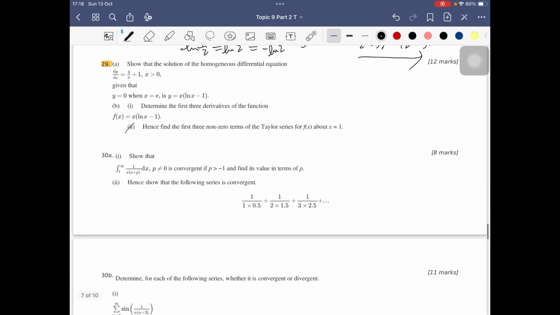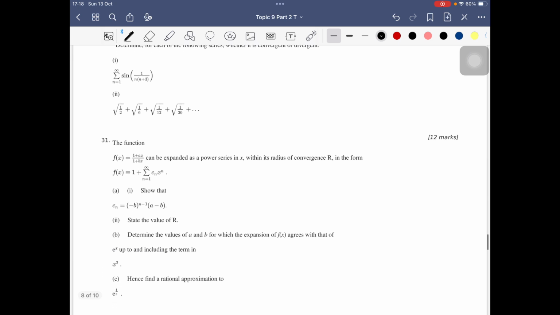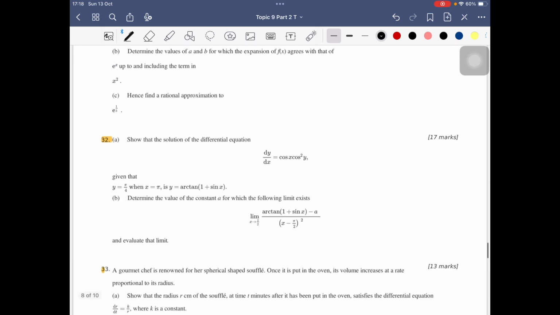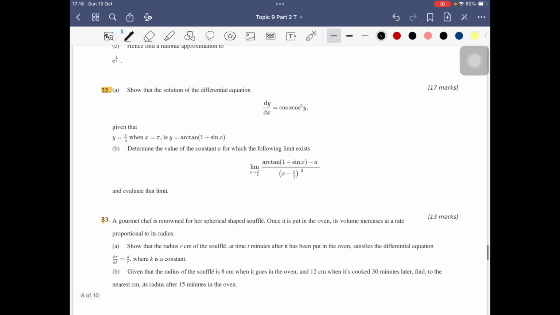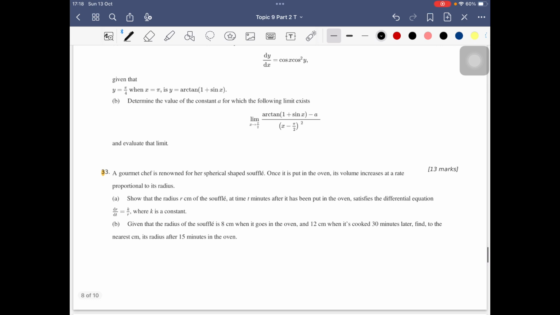So number 29, homogeneous. You can go for it. And number 32, separation. Go for it. And y equals 1 plus, yep. You can go for it.